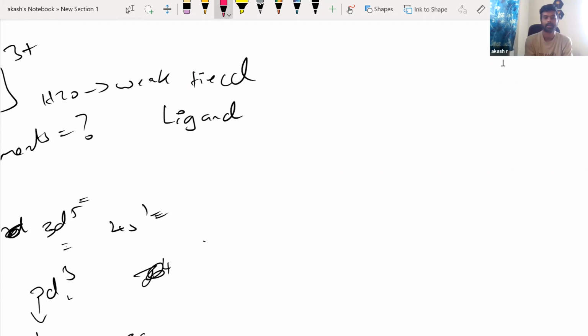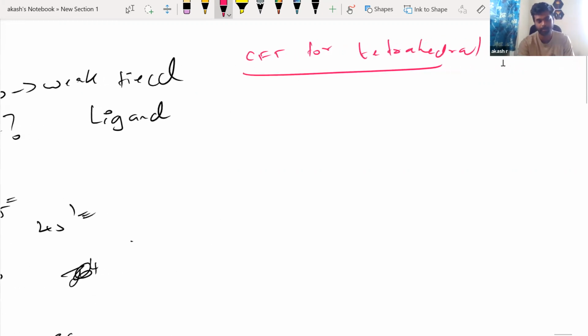So today we'll see CFT for tetrahedral complexes. Now again, if you can remember how we started with the directions of ligand approach, so now what you have to understand is we have a tetrahedral complex like this. Say we have a metal, and we have ligand, ligand, ligand, ligand. This is a tetrahedral shape, is it not? Now we know what this wedge represents, what this dash represents.